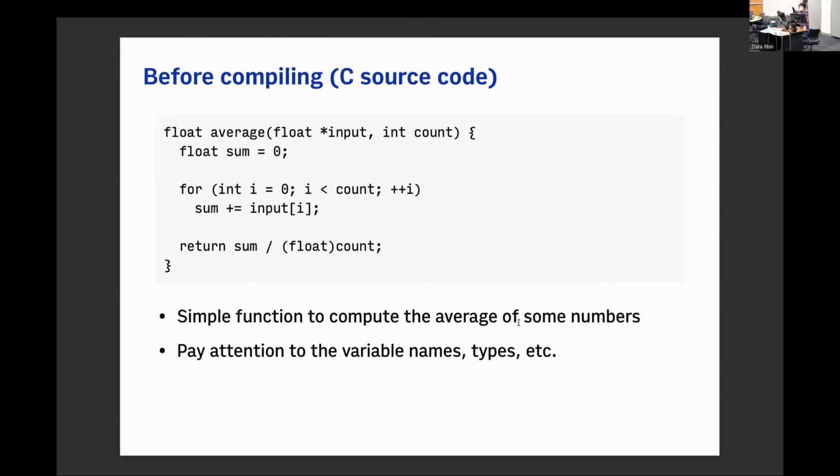So if you've done any C programming before, hopefully this function doesn't look super scary. This just takes an array of floating point numbers as a pointer, and then goes through and computes the average of all the numbers that it's given. It takes an input and a count parameter. Pay attention to the names of variables here. Look at the structure. We can see we have a for loop in the middle, and then this final division at the end.